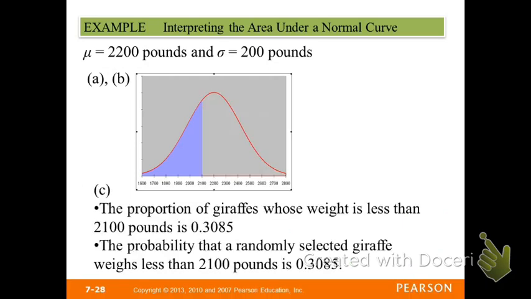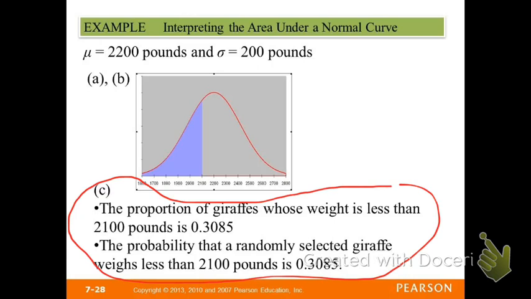So one interpretation is, the probability of a randomly selected giraffe that weighs less than 2100 is 31%. And the other is that the proportion of giraffes who weigh less than 2100 pounds is also 31%. So I just really want to get you exposed to the fact that we can interpret that probability, that decimal, 0.3085, with either one of those sentences, depending on the situation at hand.